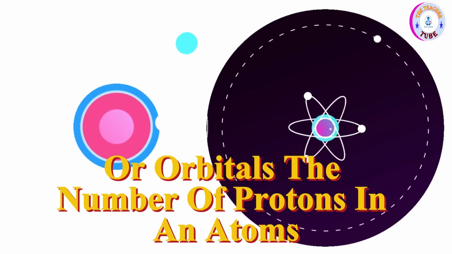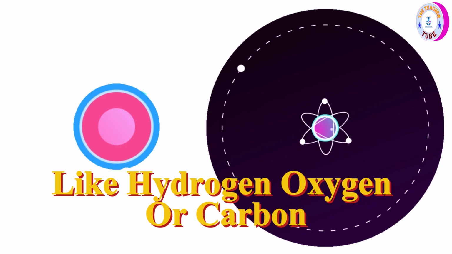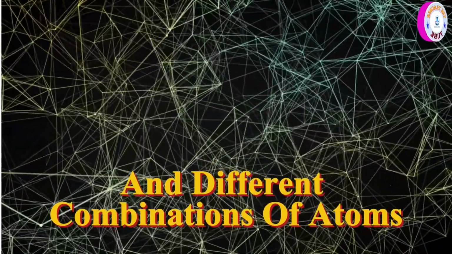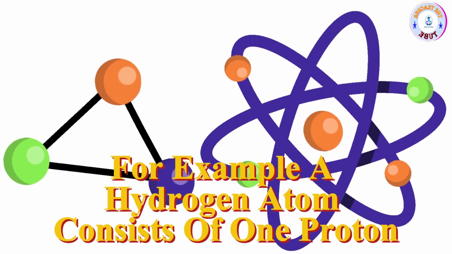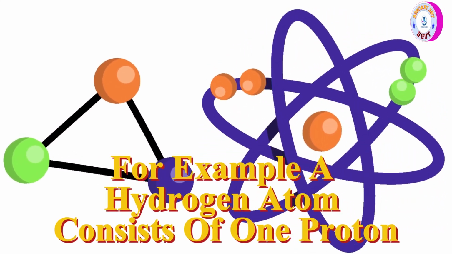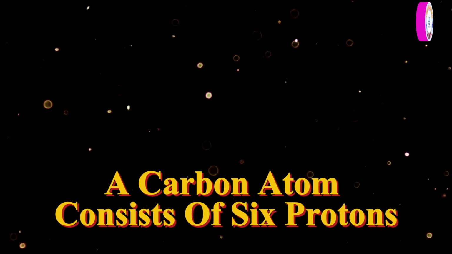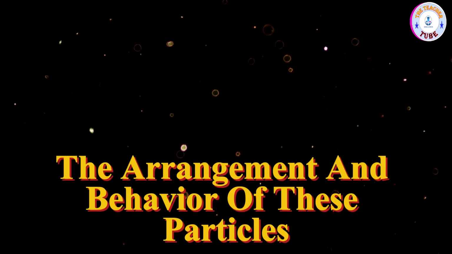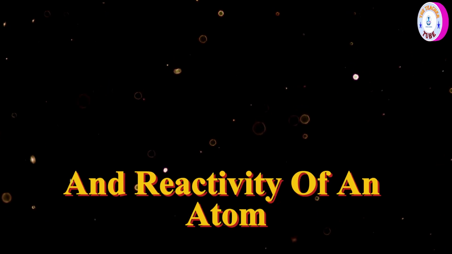The number of protons in an atom's nucleus determines the element it represents, like hydrogen, oxygen, or carbon. Atoms can bond with each other to form molecules, and different combinations of atoms form the variety of substances in the universe. For example, a hydrogen atom consists of one proton, one electron, and no neutrons. A carbon atom consists of six protons, six neutrons, and six electrons. The arrangement and behavior of these particles define the chemical properties and reactivity of an atom.